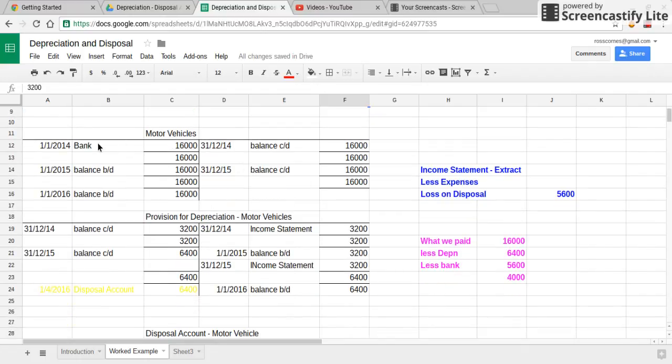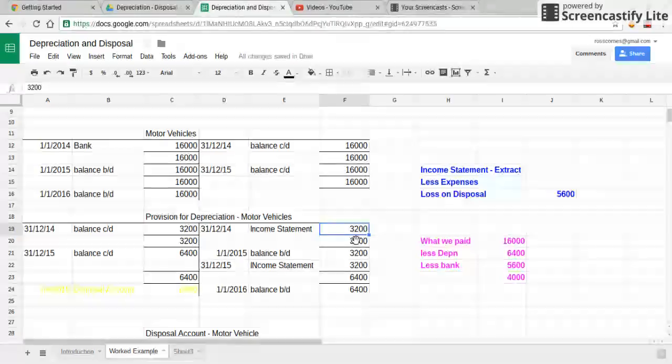Looking at the account, if you remember, the motor vehicle account doesn't change unless we buy or sell an asset. So far, they have bought the asset, and there is a balance brought forward on the 1st of January 2016 of $16,000. But what we do need to do is the depreciation account. And again, remember, because depreciation is really profit put on one side to allow for the decline in the value of the assets, we don't know what the decline in value of the assets is exactly until we actually dispose of it.